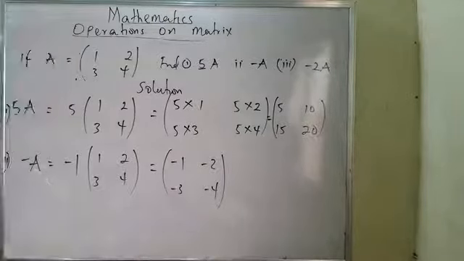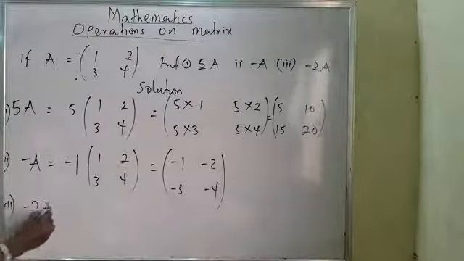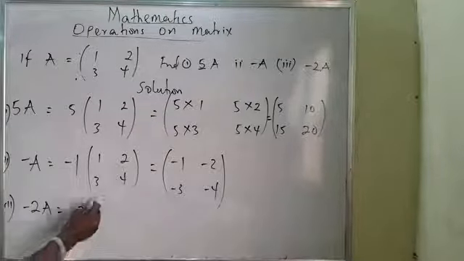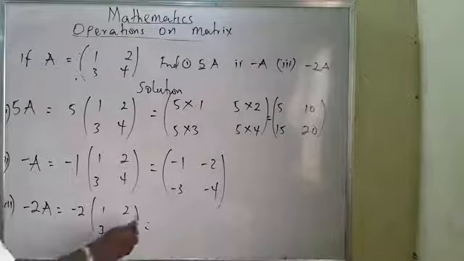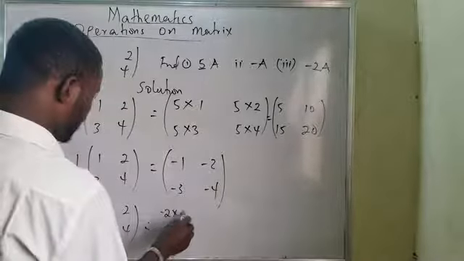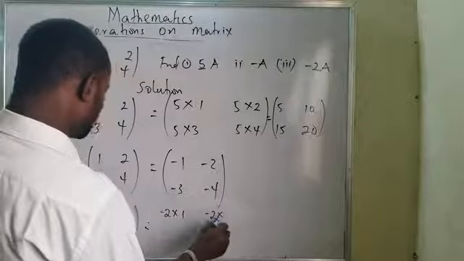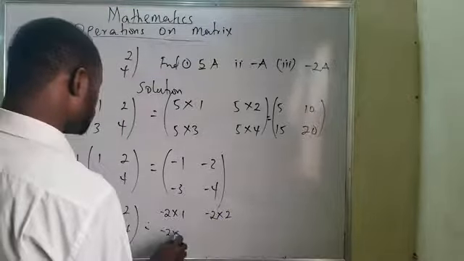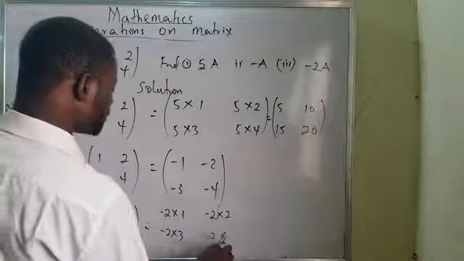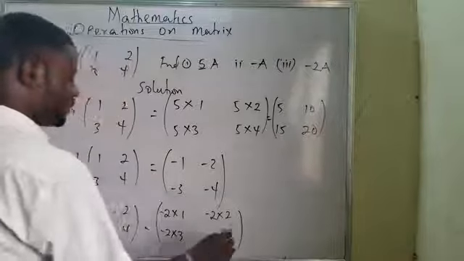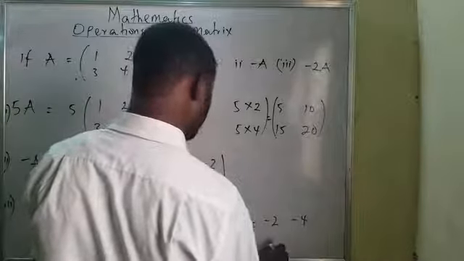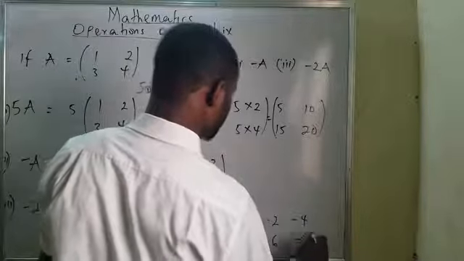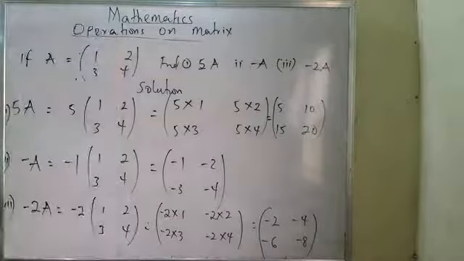That is all. Now, if somebody is now giving me number 3, I have something like this, minus 2a. It means minus bracket of my 3, 4, which will be equal to minus 2 multiplied by 1, minus 2 multiplied by 2, minus 2 multiplied by 3, minus 2 multiplied by 4, which will be minus 2, minus 4, minus 6, minus 8. Can you see? That is all you need to understand.